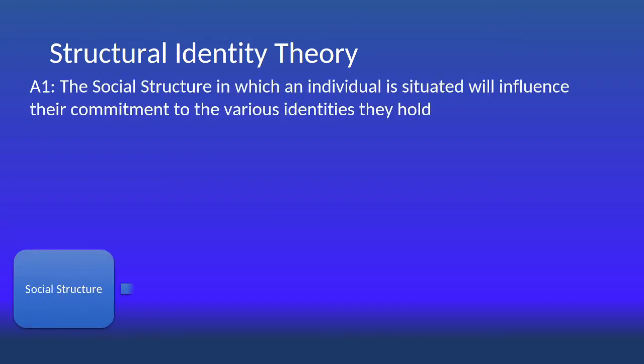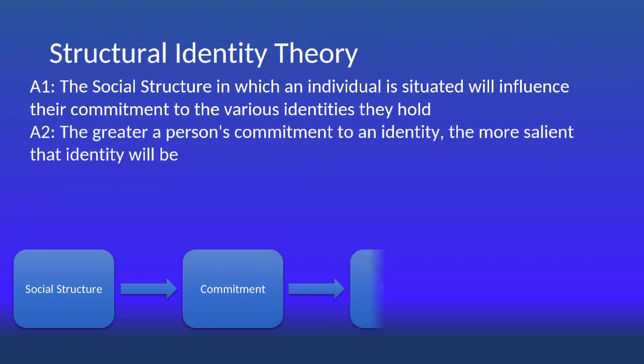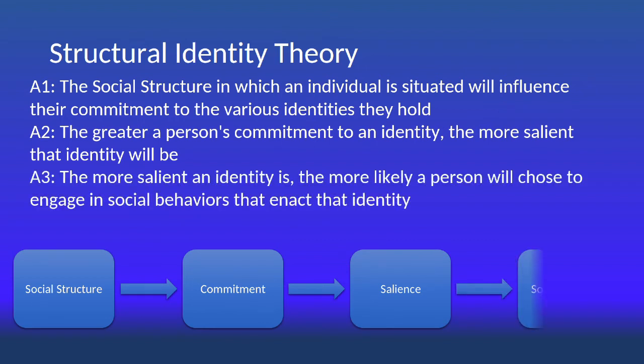Let me explicitly illustrate all of the assumptions of this theory. Assumption 1. The social structure in which an individual is situated will influence their commitment to the various identities they hold. Assumption 2. The greater a person's commitment to an identity, the more salient that identity will be. Assumption 3. The more salient an identity is, the more likely a person will choose to engage in the social behaviors that enact that identity.